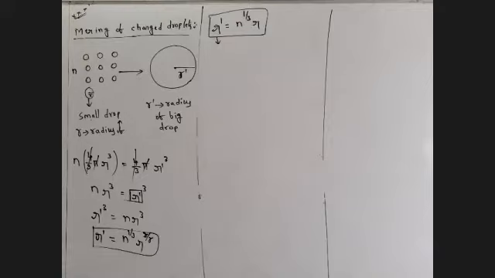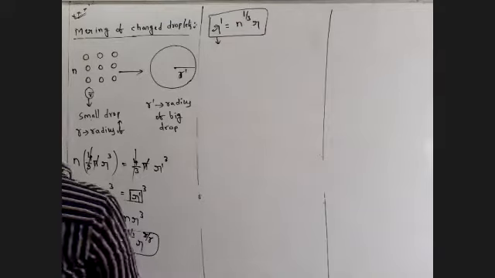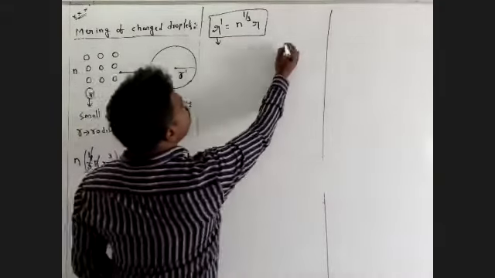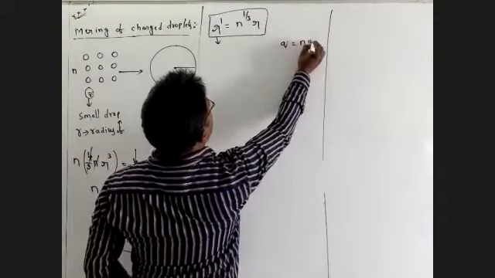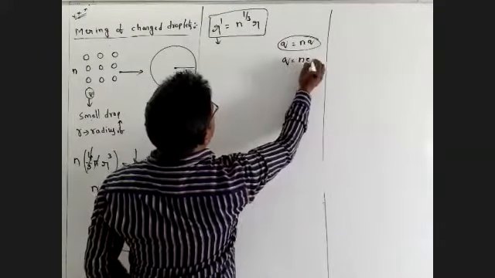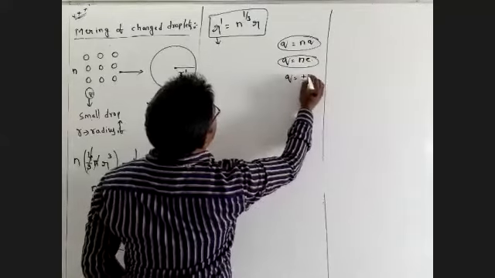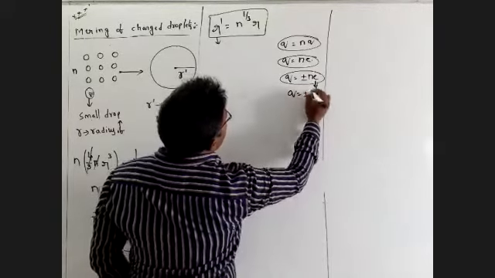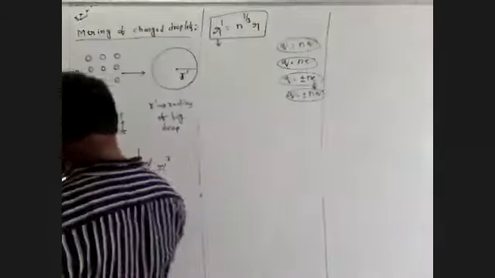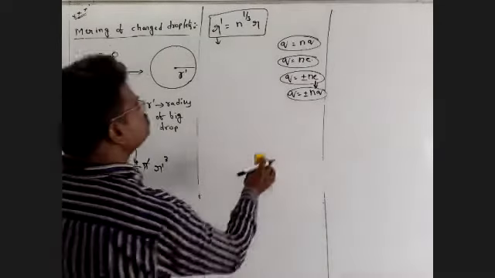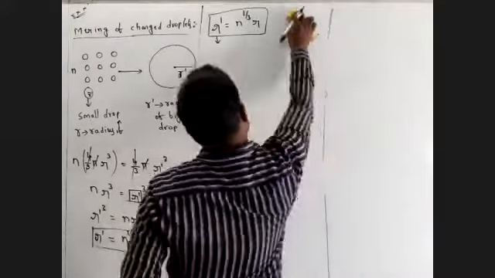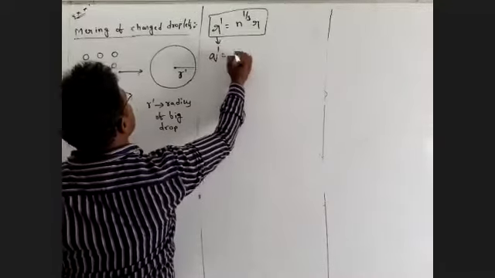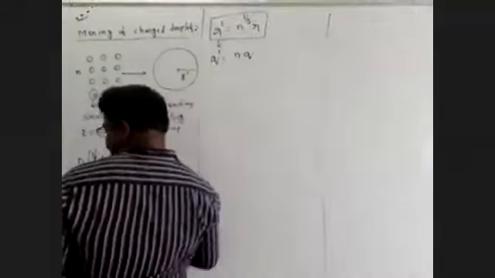Now, next, find out the charge. We know the general formula: Q is equal to plus or minus n e. But here I'm taking Q instead of e, so Q is equal to plus or minus nQ. I'm taking plus. That is Q dash is equal to nQ.